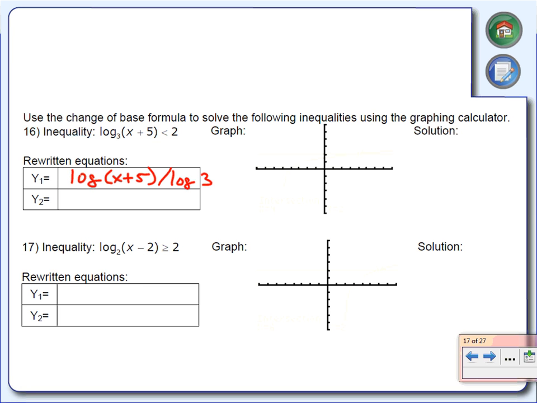In y2, we're going to type in the right side of the inequality, which is just a 2. Then we're going to stick that in the calculator and see what we get. So go ahead and do that for me. Go to y equals and put both of those in for me.